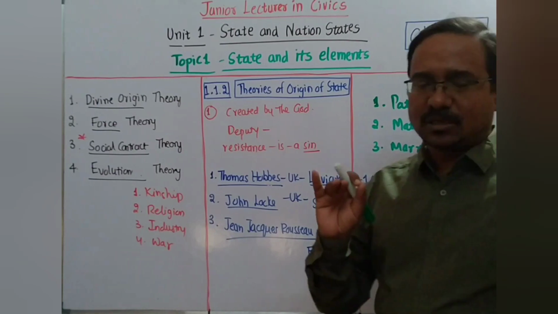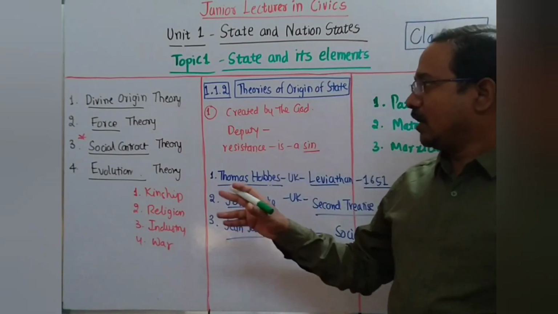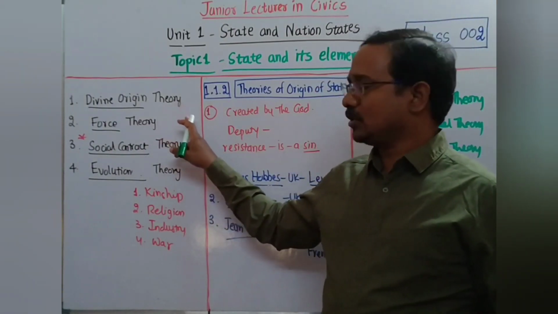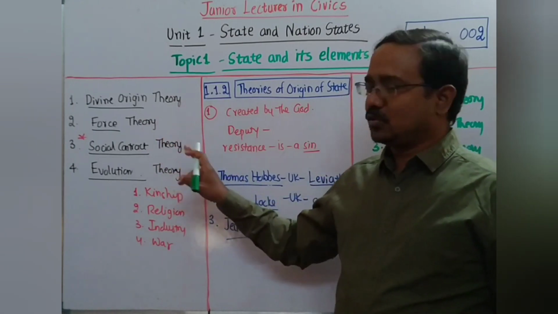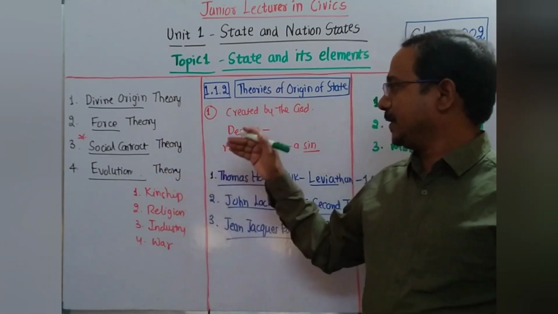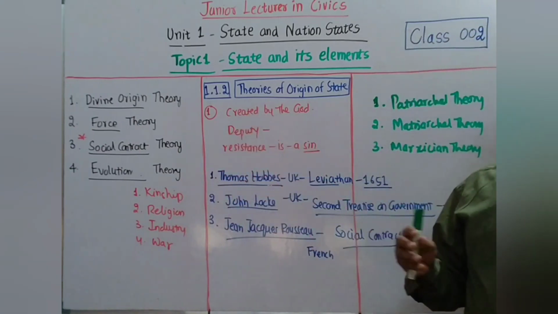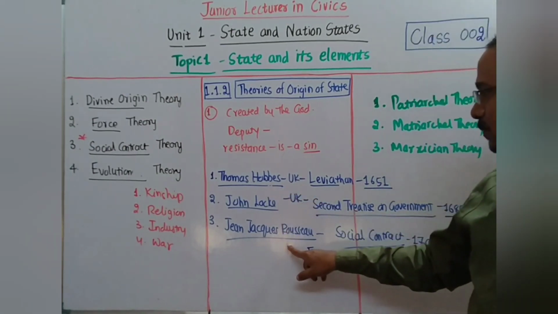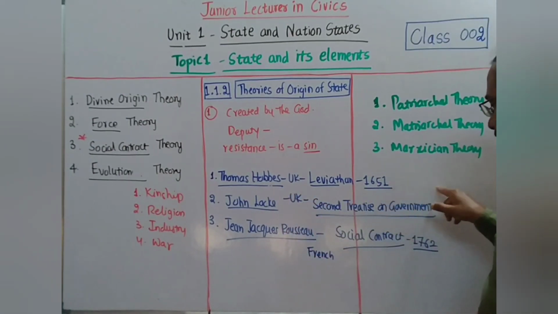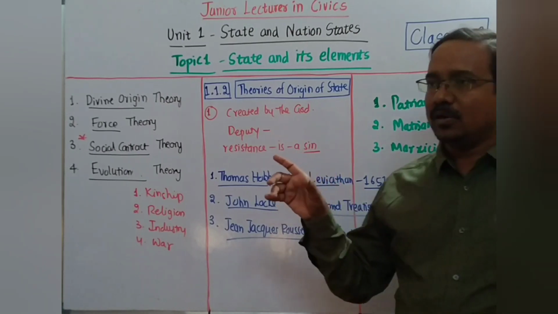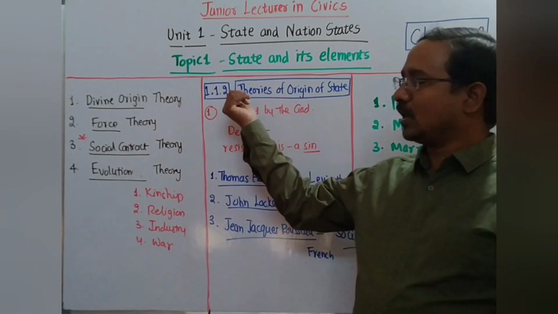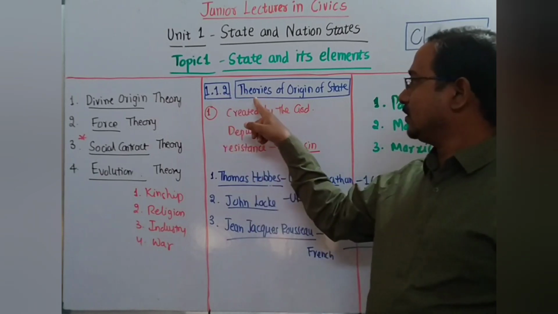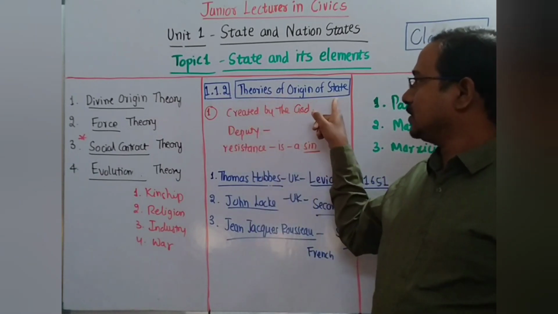But from the examination point of view, as per the syllabus, we have discussed the divine origin theory, force theory, social contract theory, and evolution theory, and you have to remember each and every point written on this board. Social contract theory is the most important theory. We have to remember the three exponents, their countries, their books, and their years also. So note down these points. By this we have concluded four theories. That is the second subtopic, theories of the origin of the state.